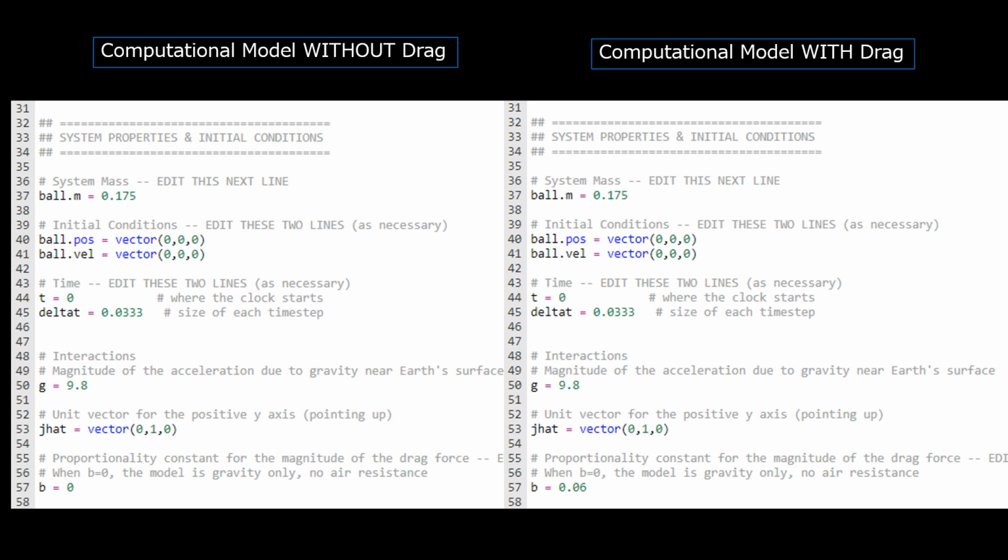You have the unit vector, and then b is the coefficient for air resistance. So in the one without drag, it's 0 because we're not taking into account air resistance. And then the one with drag, it's 0.06 because that was what I found to be the most accurate number for that.